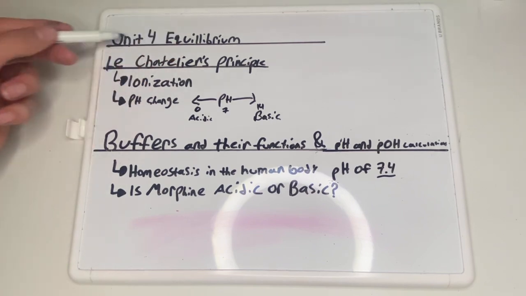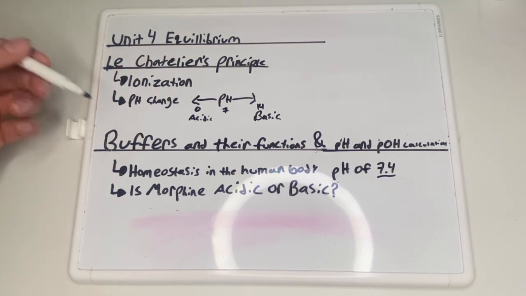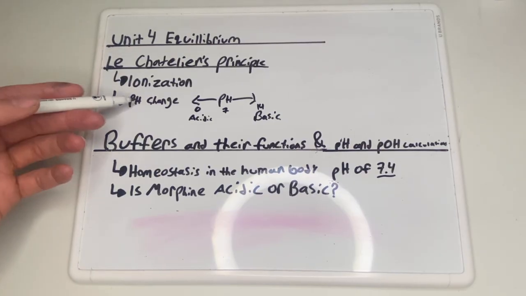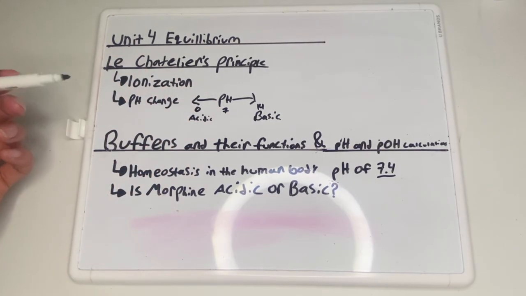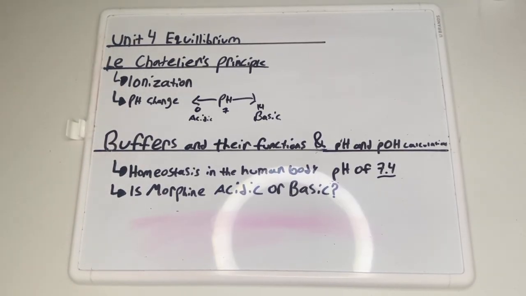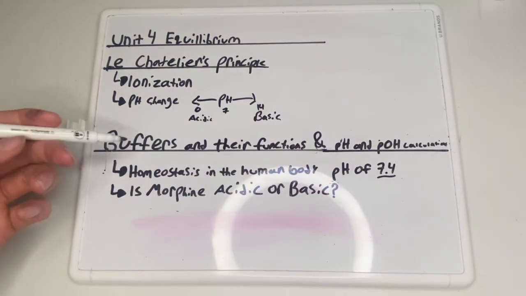Equilibrium. Le Chatelier's principle. Morphine exists at equilibrium between ionized and non-ionized form. According to Le Chatelier's principle, changes in pH shift this equilibrium. In acidic environments, more morphine becomes protonated and water-soluble. In more basic environments, more non-ionized morphine forms, increasing membrane permeability. This equilibrium affects how morphine is absorbed and distributed throughout the body.